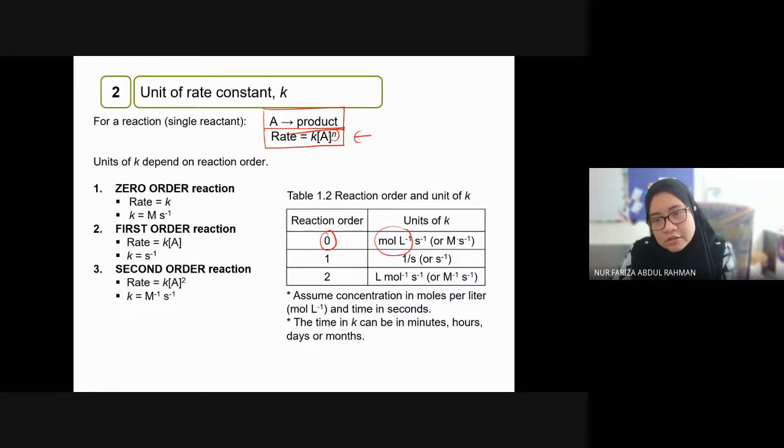Or in short, if we simplify this, we can also represent the unit of k as M s^-1. First order will be s^-1. Second order will be L mol^-1 s^-1. So dia terbalik sikit dengan zero order ni. Dia punya mol dia negative 1, liter dia kuasa 1. Dia terbalik dengan zero order. In molar, it should be M^-1 s^-1.